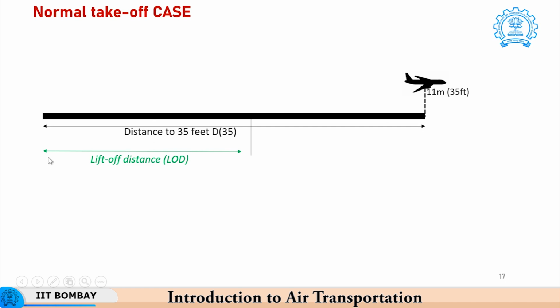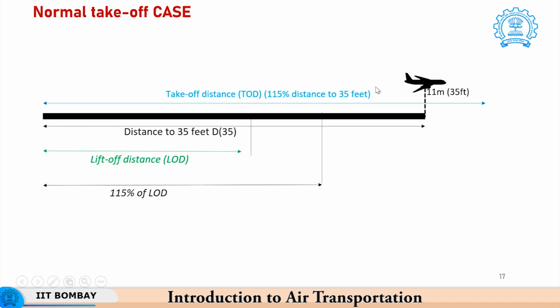The liftoff distance will be from starting point to the place where the aircraft lifts off. The liftoff distance is multiplied by 15% more to take care of the differences in the pilot's flight frequencies. So, the takeoff distance will be the distance to 35 feet, or 1.15 times the liftoff distance, whichever is more.